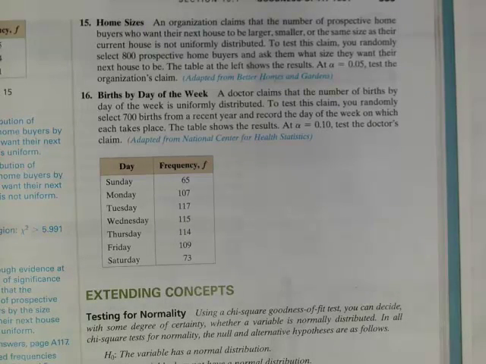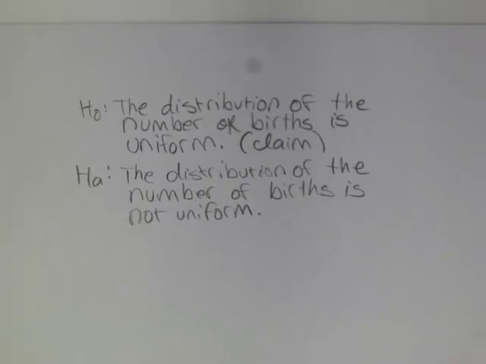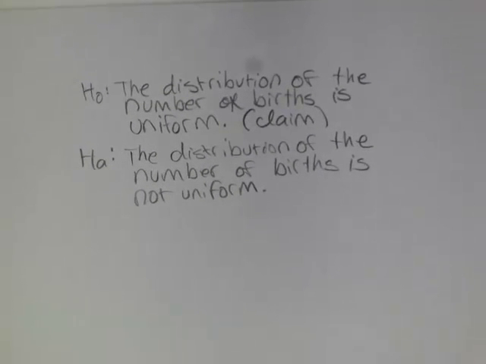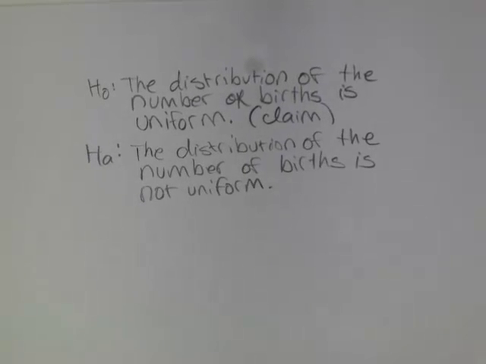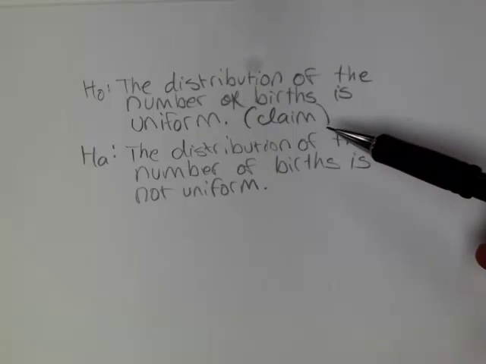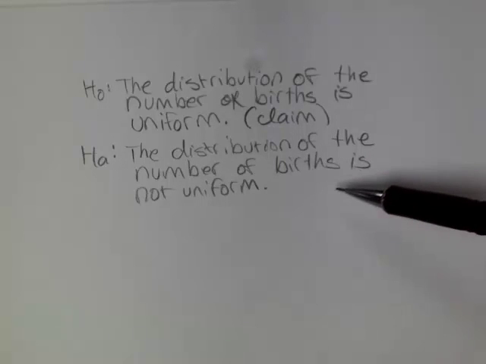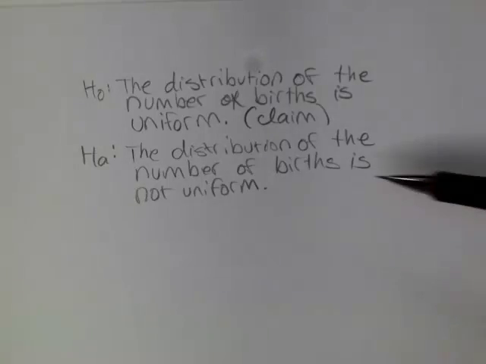Okay, so I went ahead and wrote the hypotheses. The null hypothesis for goodness of fit is that the distribution is as expected, and for this particular problem, the expected distribution is uniform, versus an alternative of the distribution of number of births is not uniform. So it's as expected or it's not as expected.